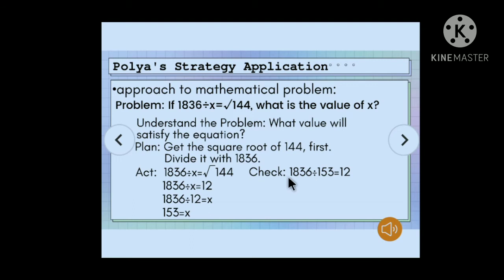For the checking part, we are going to divide 1836 by 153. It should be equal to the square root of 144. By using a calculator, we can confirm that 153 satisfies the equation. With the use again of Polya's strategy, we can say that we finally found what value will satisfy the equation successfully.